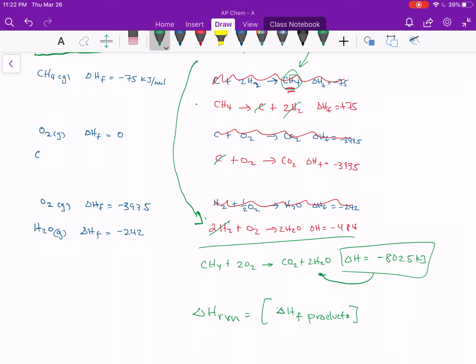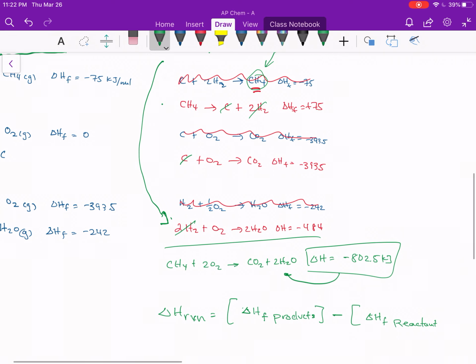minus, and we want to subtract it because by subtracting it, we change the sign, the delta heat of formation of the reactants. Right? So in this case, we take products minus reactants.